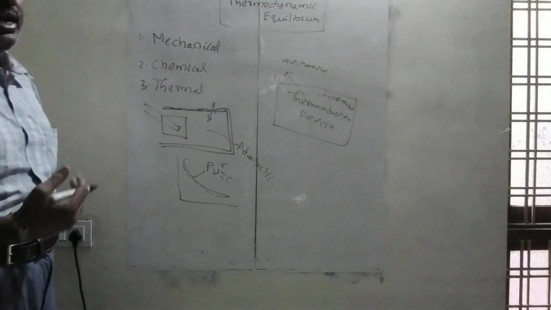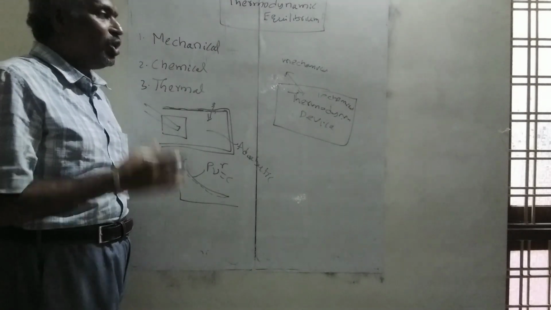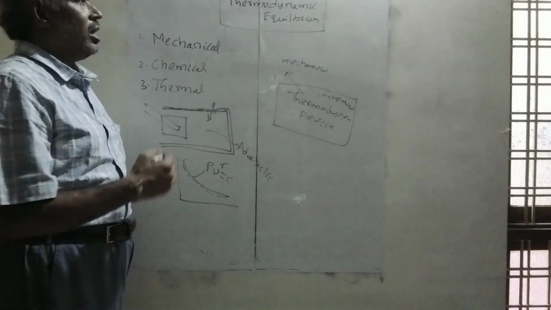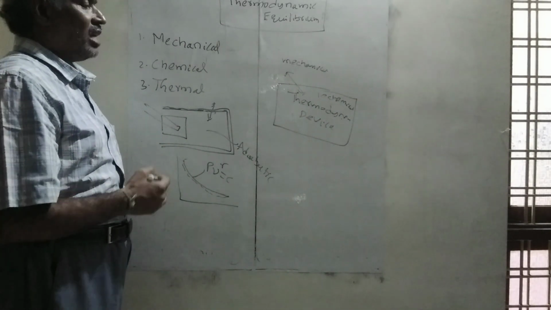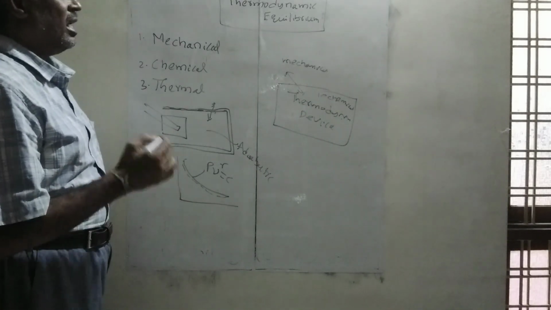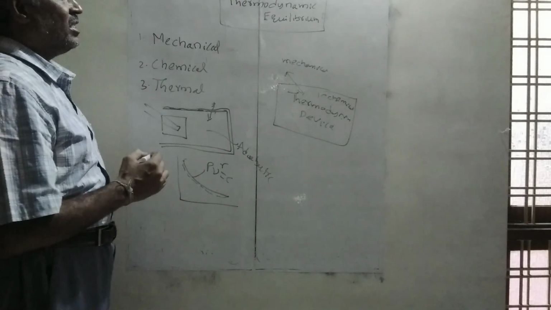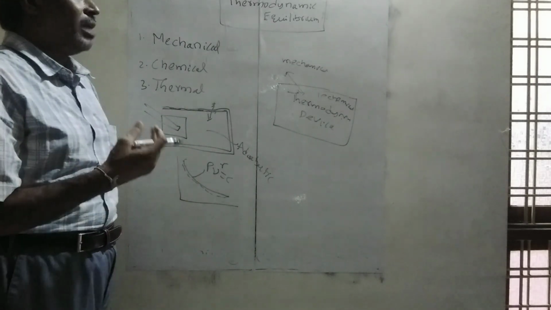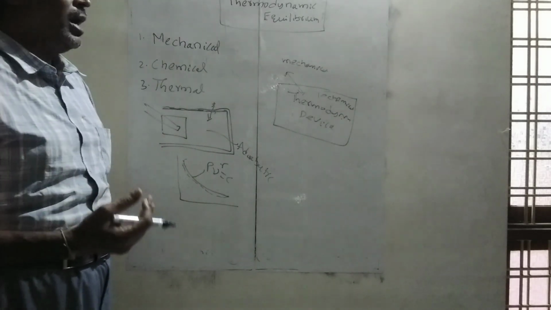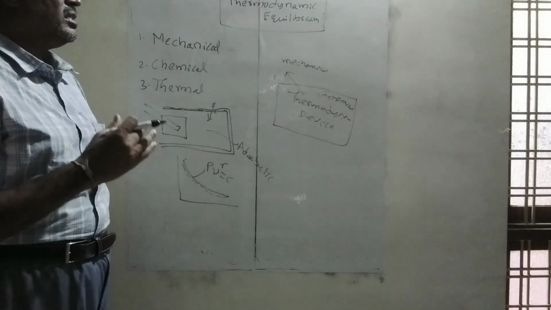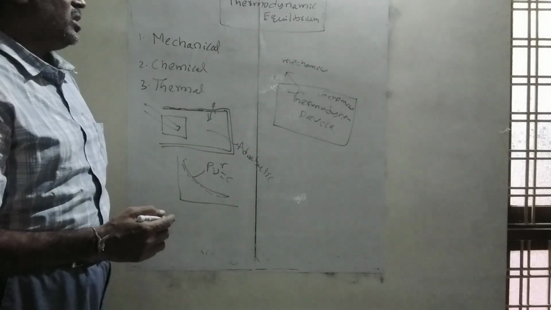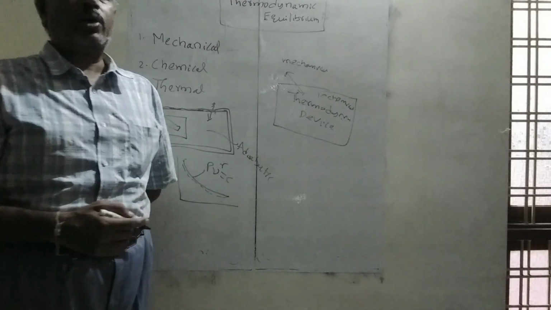Whatever heat transfer is expected, only that should be possible, and no other type of heat transfer is possible on the thermodynamic device. Then only is the thermodynamic device said to be in thermodynamic equilibrium. The thermodynamic device will be accepted only if the system is in thermodynamic equilibrium and it is functioning completely. So this is what I would like to discuss about thermodynamic equilibrium.